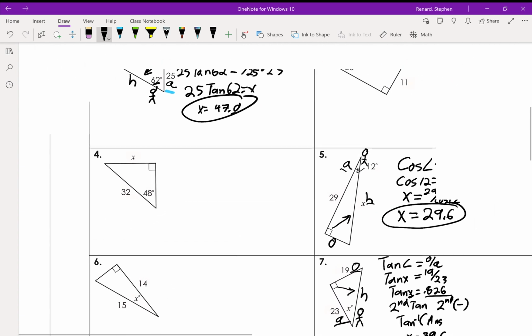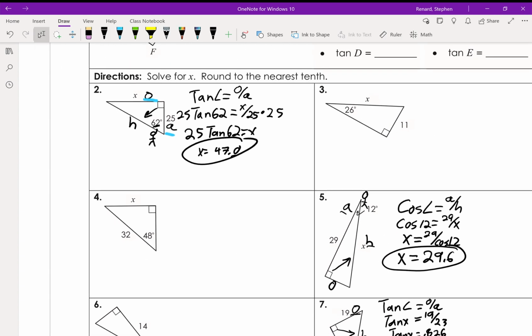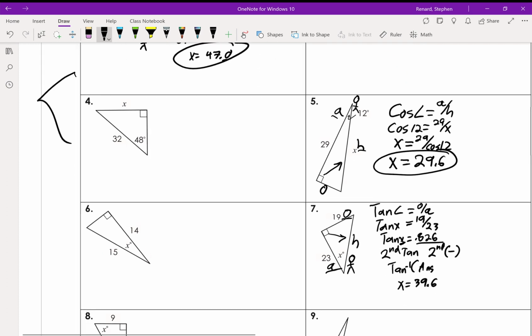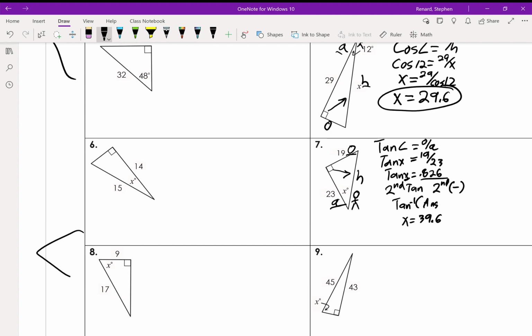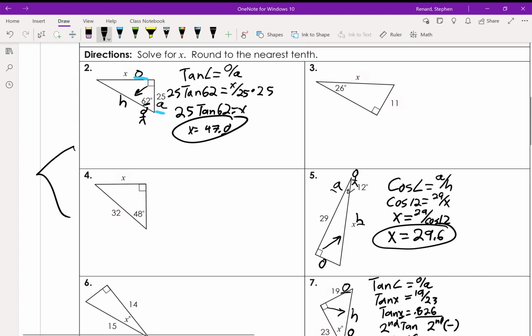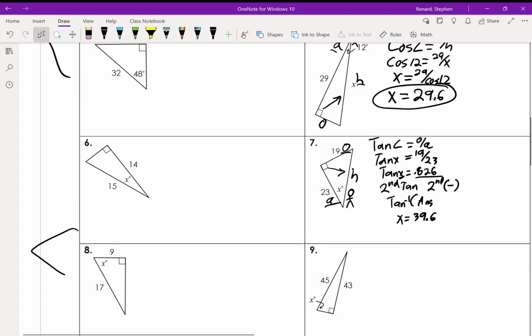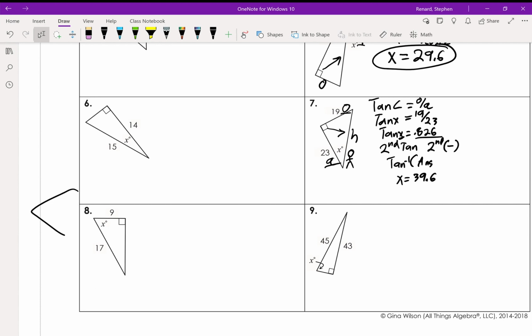So these 4 are grouped together. You're missing a side. And these 4 are grouped together. You're missing an angle. So the ones that I did like this, that's how you're going to do 2, 3, 4, 5. The ones that I did like this, 6, 7, 8, 9.